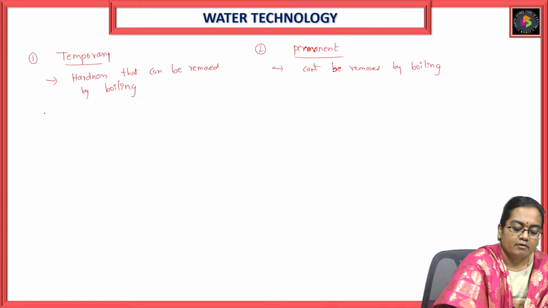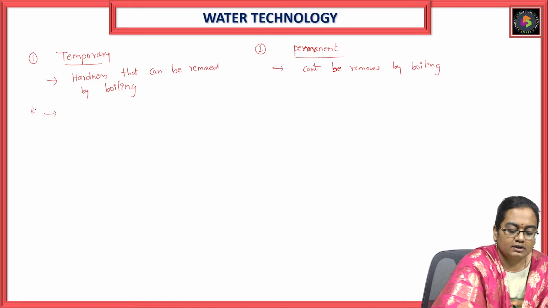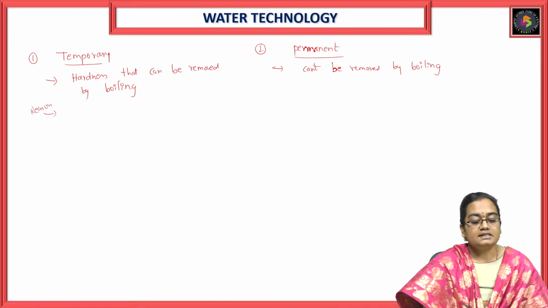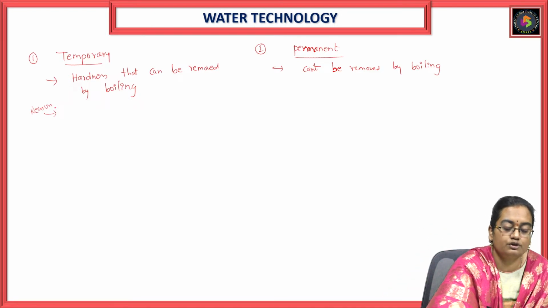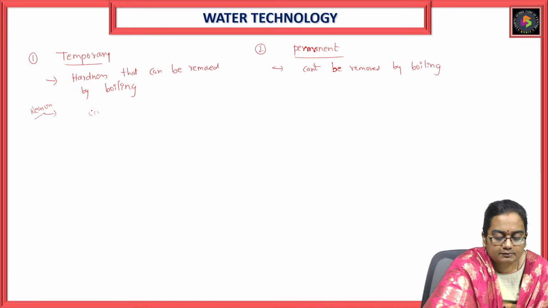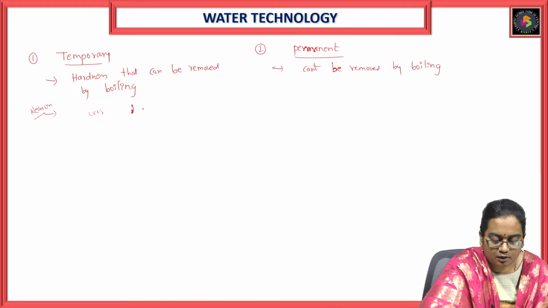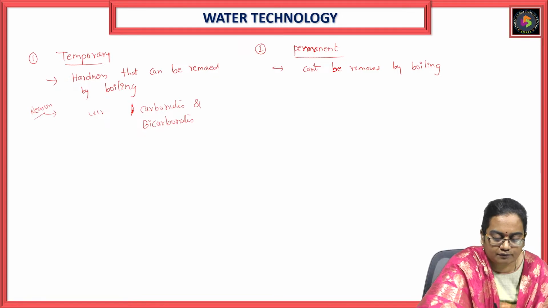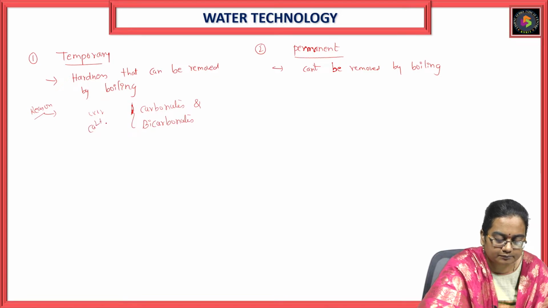Okay. Next, what are the reasons for temporary hardness? Why is this temporary hardness caused? This temporary hardness is mainly caused due to the presence of carbonates and bicarbonates of calcium and magnesium.